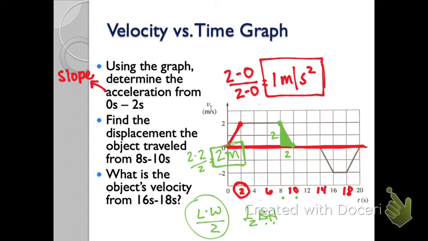Okay? Now the last question here actually doesn't require any math. What's my velocity from 16 to 18 seconds? So I just need to go find that portion of my graph, and it's right here. So if I want to know the velocity during this time, what do I need to do? All I have to do is go look at the y-axis. During this time, my cruise control is set, and it's set at -2 meters per second.